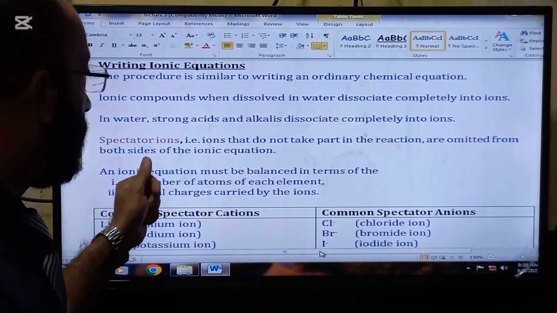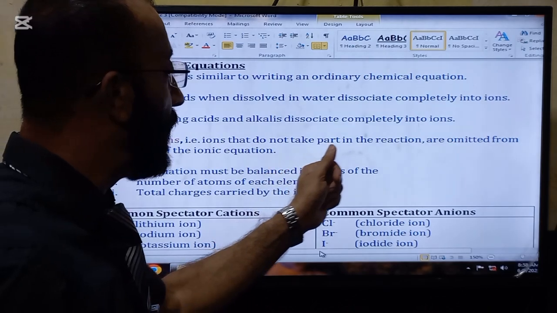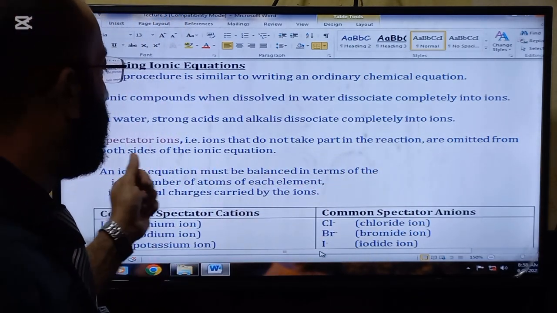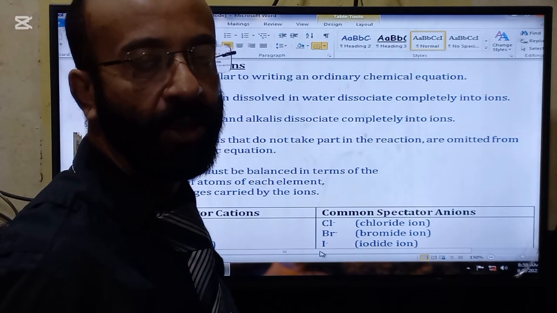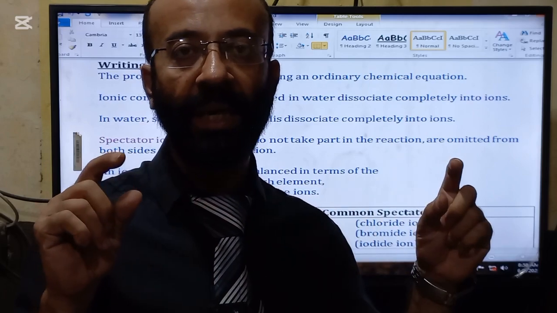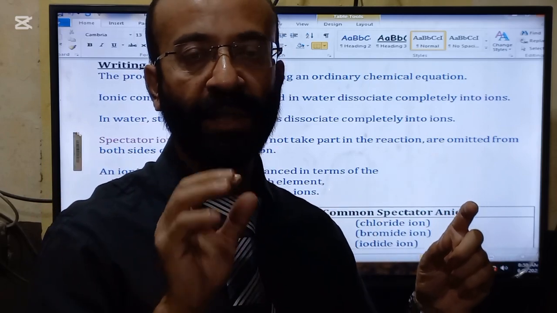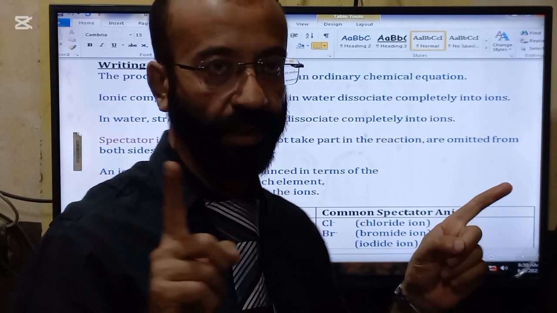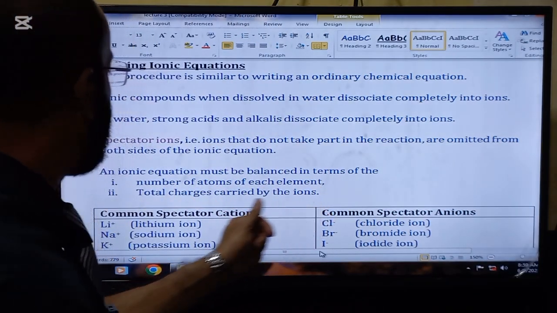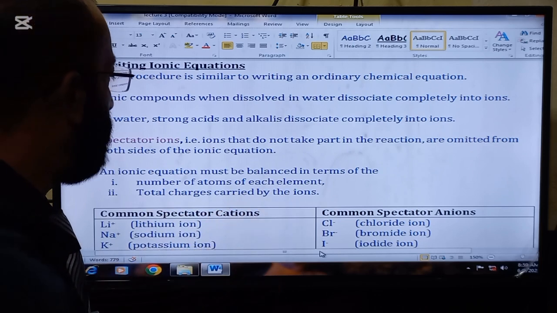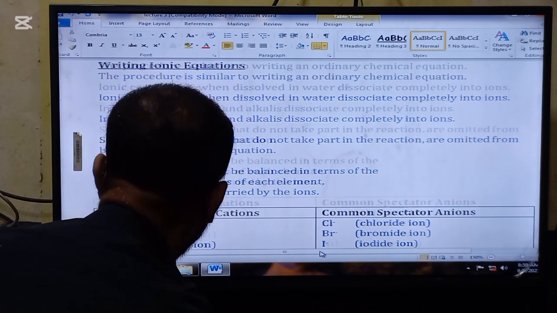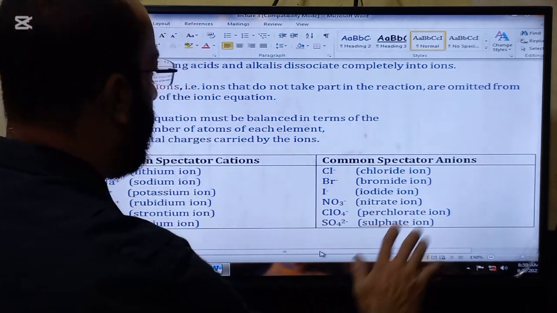Spectator ions, that is, ions that do not take part in reaction, are omitted from both sides of the ionic equation. So spectator ions are those ions which do not take part in the chemical reaction. So while balancing the ionic equation, we will omit spectator ions on both sides of the equation. An ionic equation must be balanced in terms of the number of atoms of each element and total charges carried by the equation. So now this is a table.